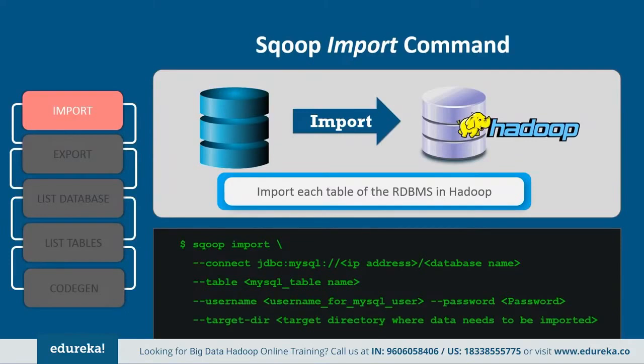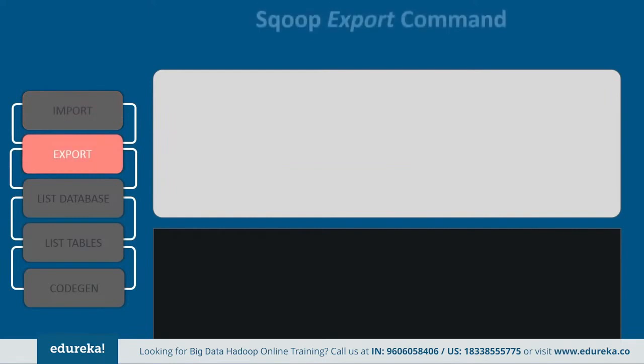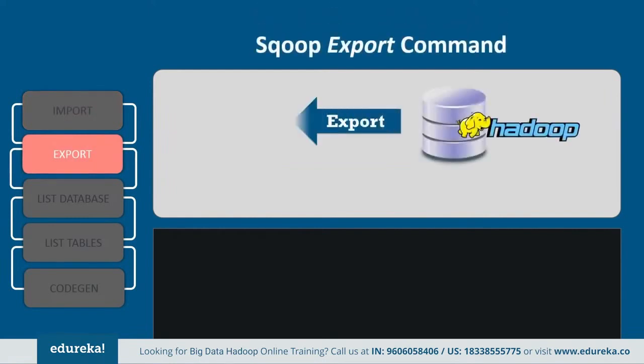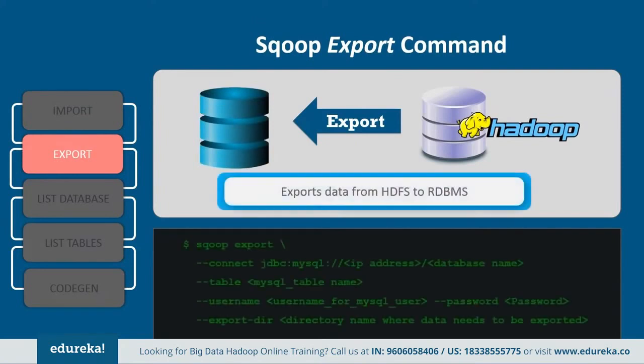So this was all about executing the import command in various ways. Now let's move further and see how Sqoop export works. It exports the data from HDFS to RDBMS, correct? Again, the command goes very simple.